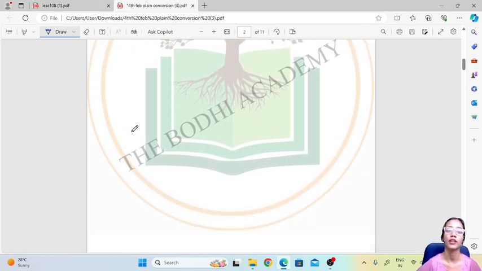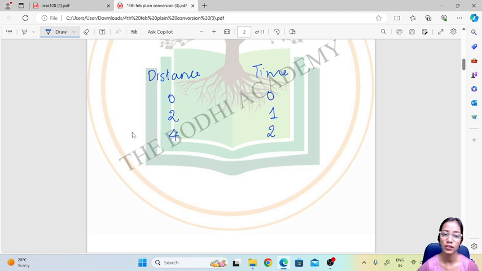Let's take an example over here. At first it is at rest, so both the variables will be 0. Now suppose it is covering 2 kilometers in 1 hour, 4 kilometers in 2 hours, 6 kilometers in 3 hours.